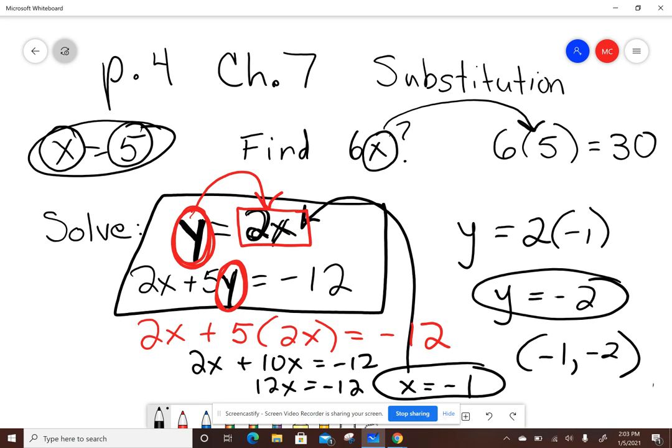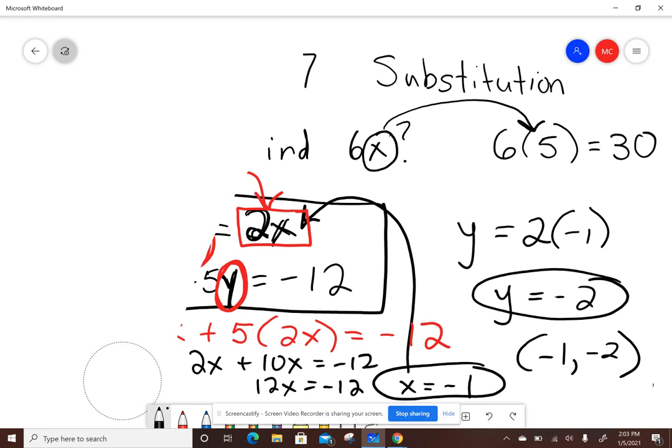So you can see on page 4, I give you rules for substitution. You always set one equation equal to one variable. You substitute the solution for the variable in the second equation, and you express your answer as an ordered pair. So let's look at another problem that we will do together.